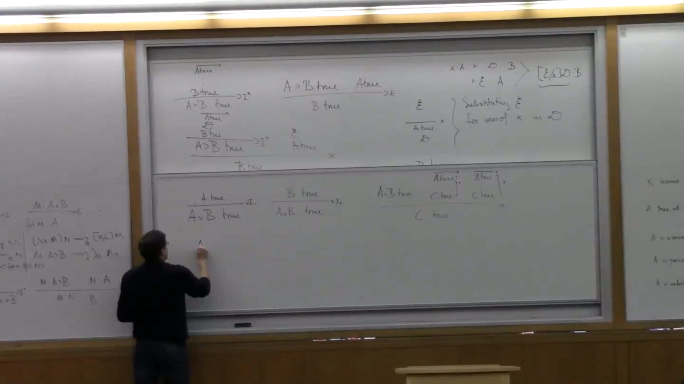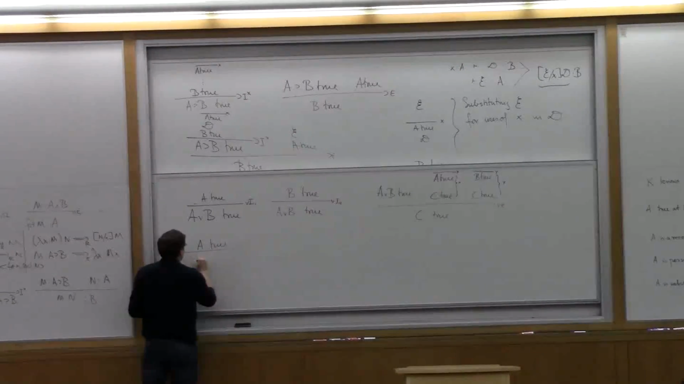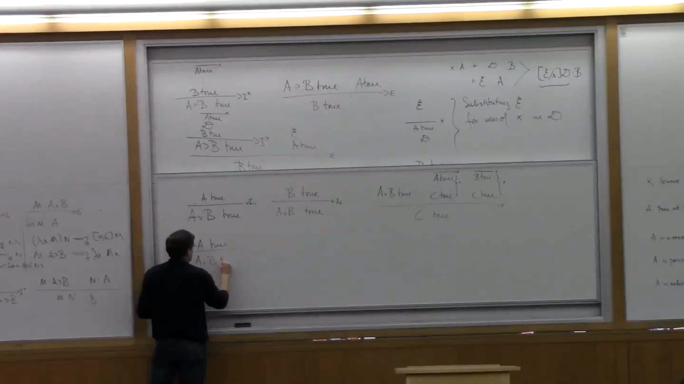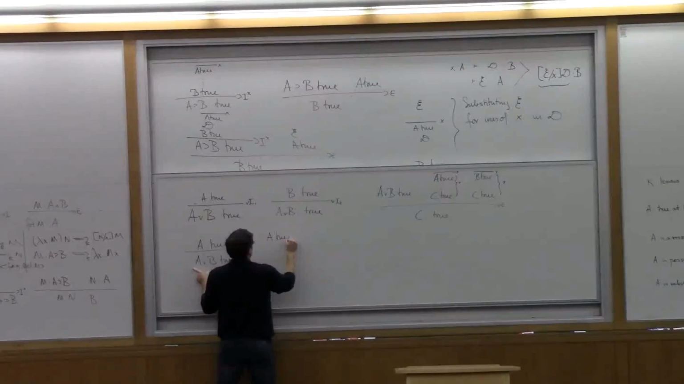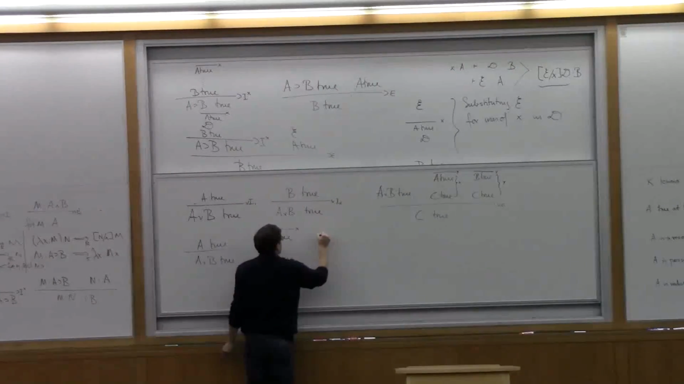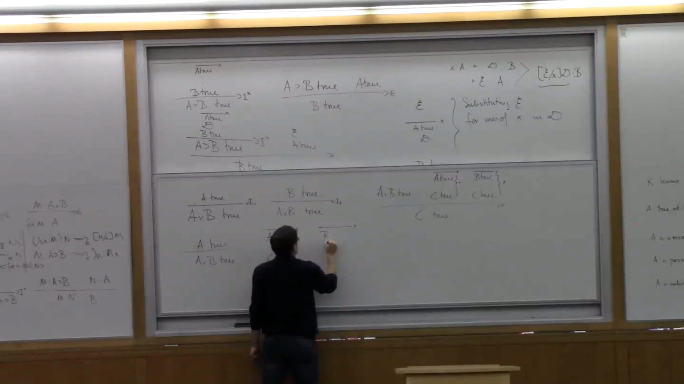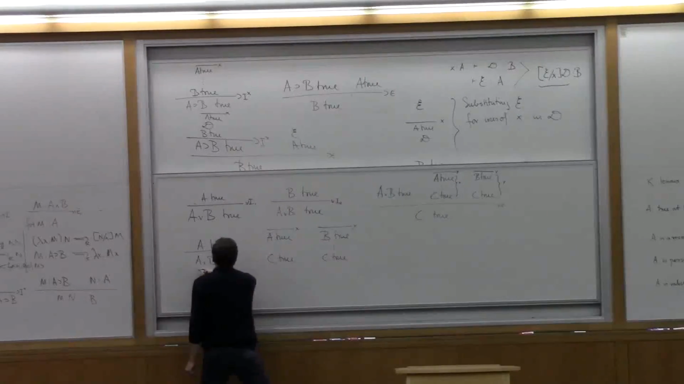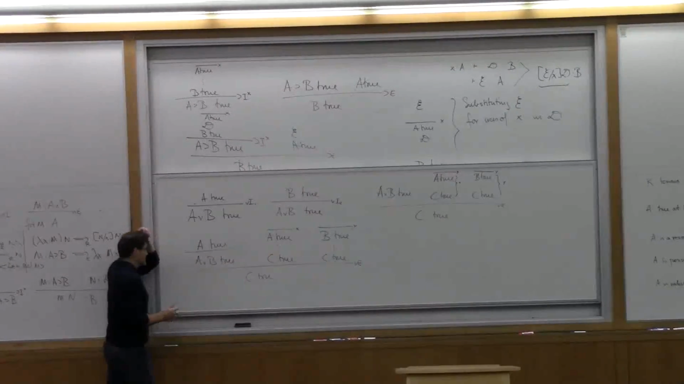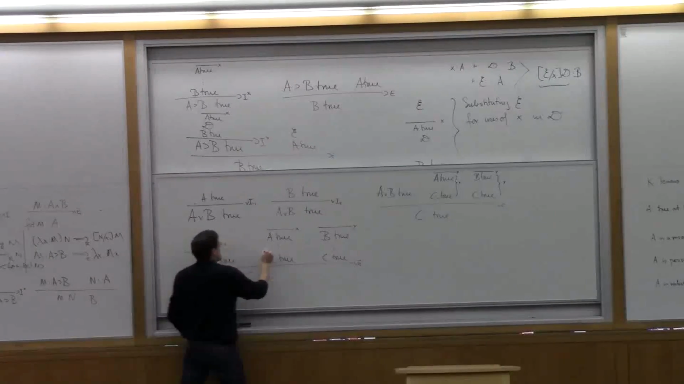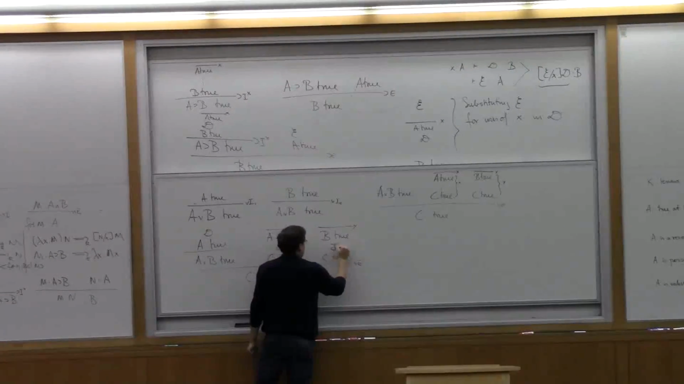So we have A true, A or B true, and then here we have A true, X, C true, and here we have Y, B true, C true, and we conclude C true. Okay. So let's give these things names. This proof is D, this is E, and this is F.